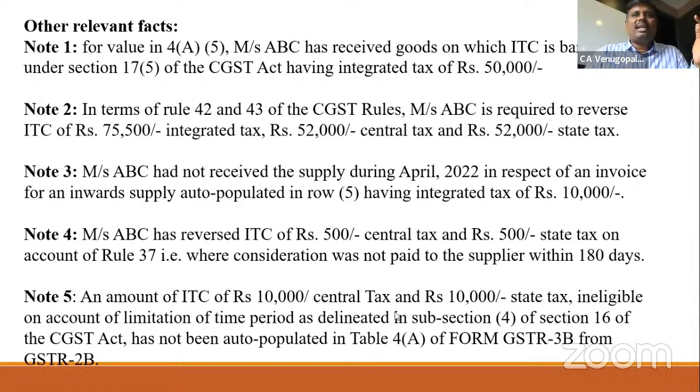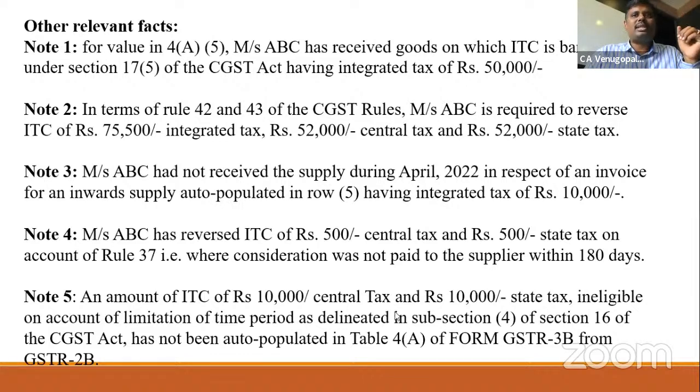Continuing further, let's say there is a value of rule 42, 43. They have given 75,500 IGST, 52,000 CGST, SGST. So there has been some reversals that is required under rule 42, 43. Now, even these reversals, CGST, IGST, SGST, should also be reported into the same tab of your 4B1, because it's a permanent reversal.